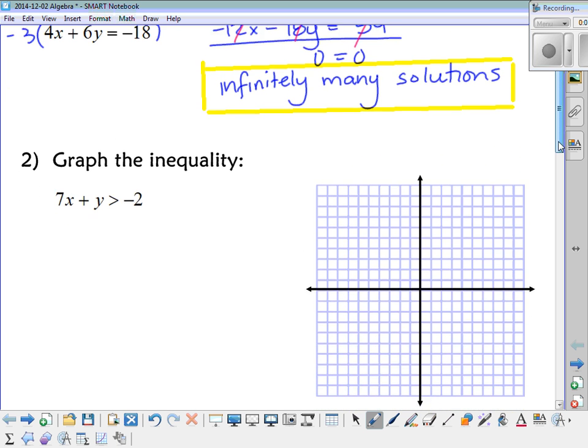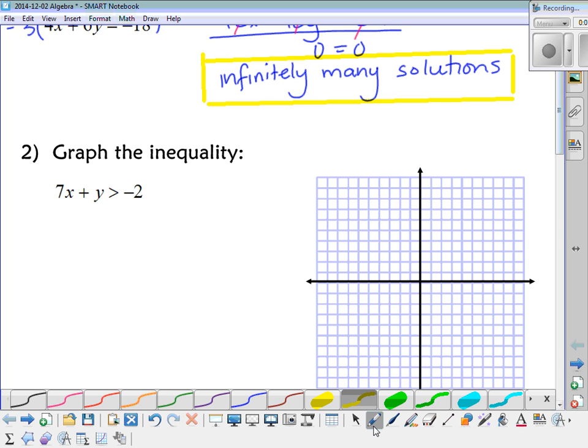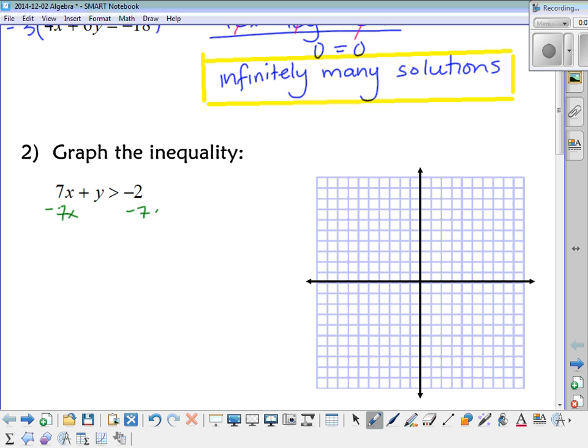Number 2, we had to graph the inequality. So first I want to get it into y equals mx plus b form, so I'm going to subtract the 7x from both sides. And then I get y is greater than negative 7x minus 2. So I'm going to start at the -2 on the y-axis, and then I need to go down 7 to the right 1. So 1, 2, 3, 4, 7, and over 1. And then you can also do the opposite, going backwards 1 and then up 7. And we get a point there. And then you just draw the line between the points.